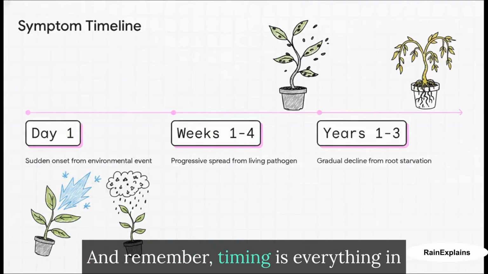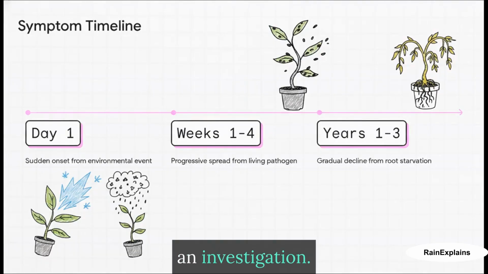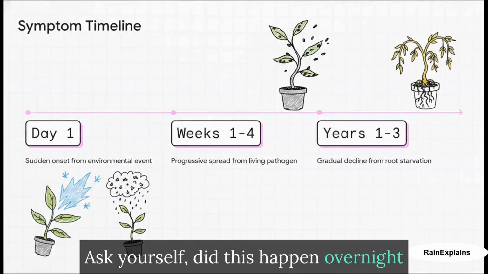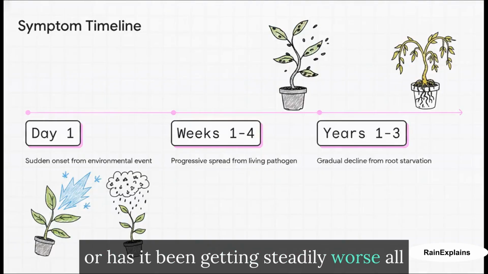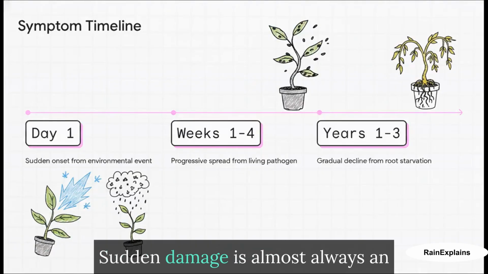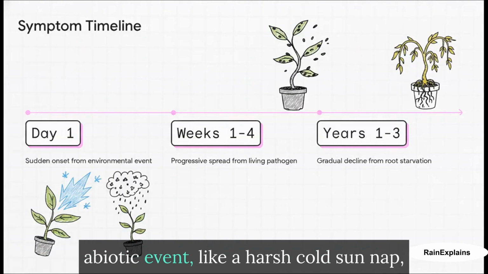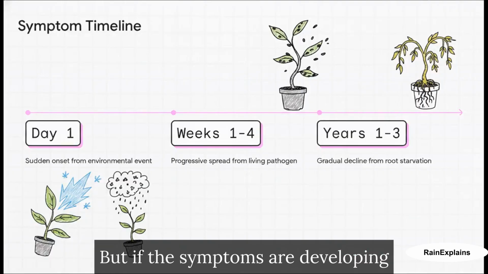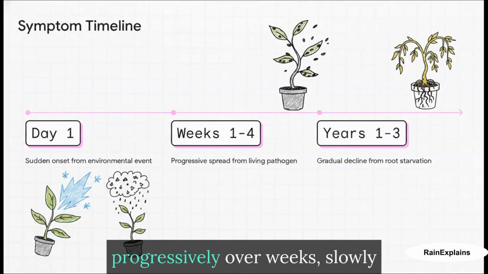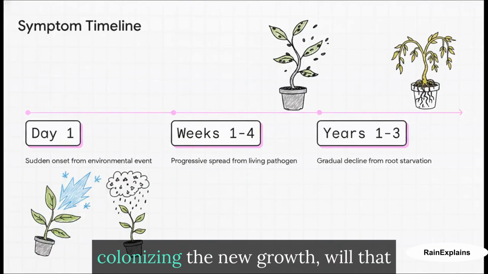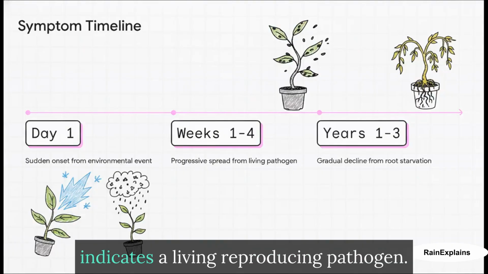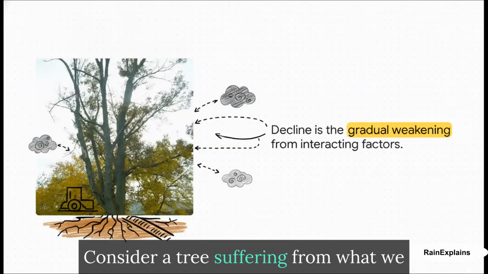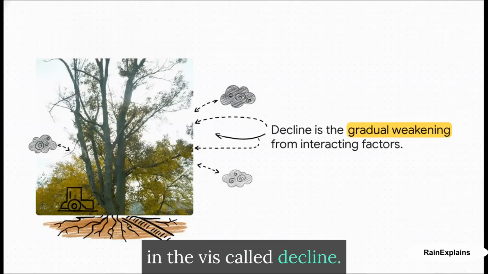And remember, timing is everything in an investigation. Ask yourself, did this happen overnight, or has it been getting steadily worse all month? Sudden damage is almost always an abiotic event, like a harsh cold snap or an accidental herbicide drift. But if the symptoms are developing progressively over weeks, slowly colonizing the new growth, well, that indicates a living, reproducing pathogen. Consider a tree suffering from what we in the biz call decline.